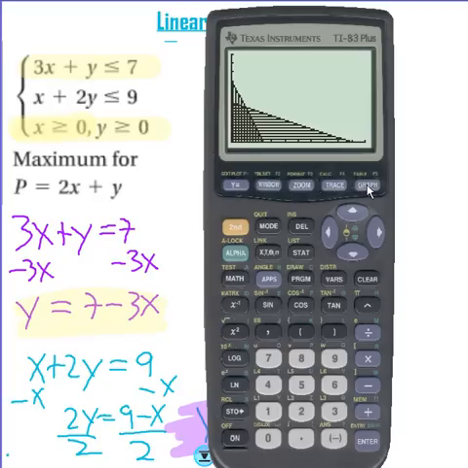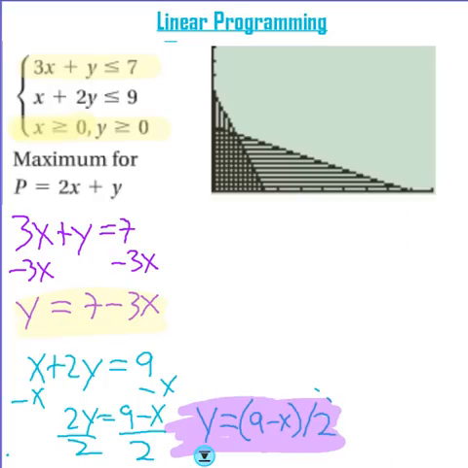I'm going to take a picture of that and put it up on the screen for a second. So this is what you see on the screen of your calculator. My feasible region is the area that is cross-hatched. It's got both vertical and horizontal lines. The vertices of that, which is where my maximum or minimum will always be, are at the origin, this point, and that point.